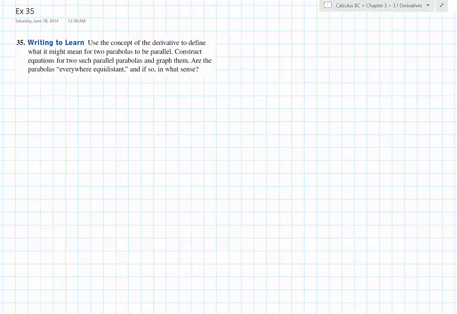Here's problem number 35 from section 3.1. It asks us to look at the idea of a derivative to determine whether the idea of two parabolas being parallel. We might think of parallel as meaning equal slopes, or at least, in this case, equal derivatives. So what if we had a function f of x is equal to x squared?